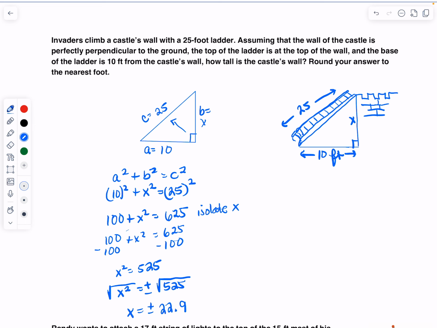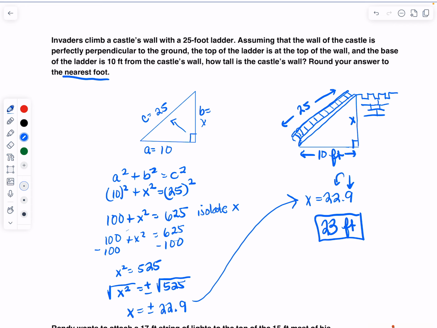And I'm just rounding to the tenths place. So remember, we're going to have to round to the nearest foot. Okay, so I took it out to the tenths place, sorry. All right. So remember, I only want to keep the positive values. So 22.9, round to the nearest foot. So if I round to the nearest foot, I'm looking at the 9. It is larger than 5, so I'm going to round up the 22. So 23 feet would be the height of the castle wall.